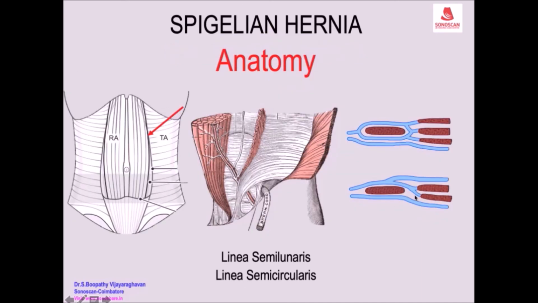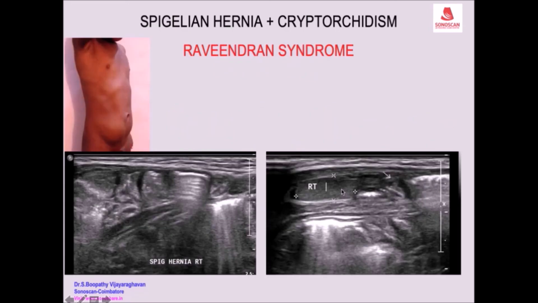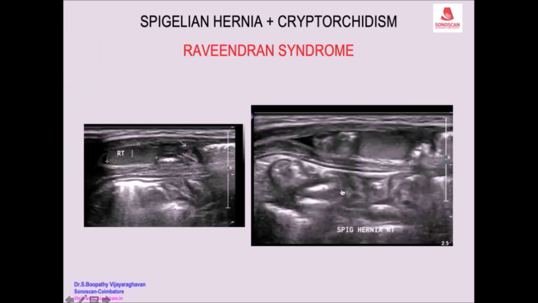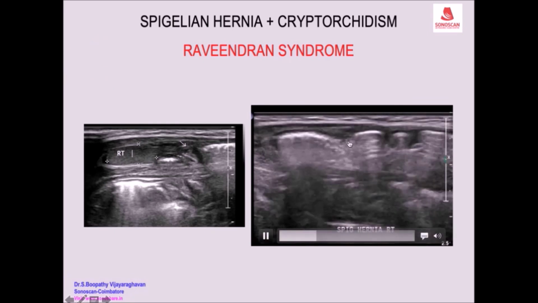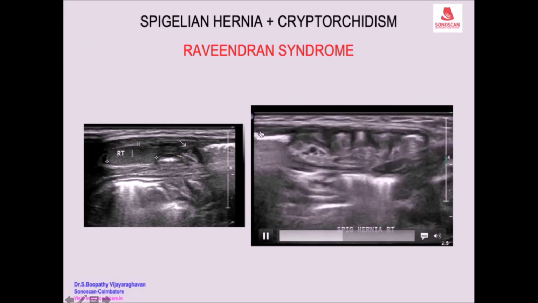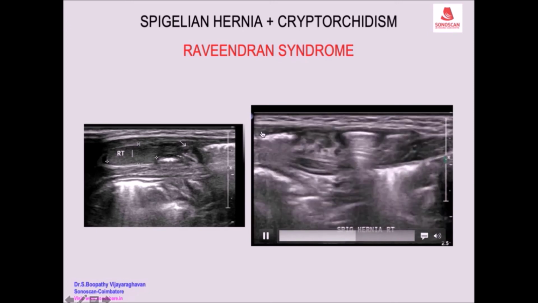Semicircularis, the aponeurosis, the posterior rectus sheath is not present. So there is a potential weakness there through the undescended testis. So this is called Ravindran syndrome, and that is the real time showing the hernia containing bowels and of course the undescended testis in the sac.